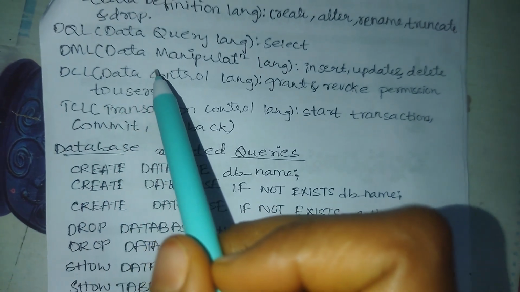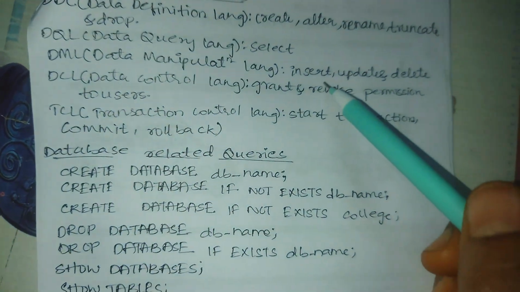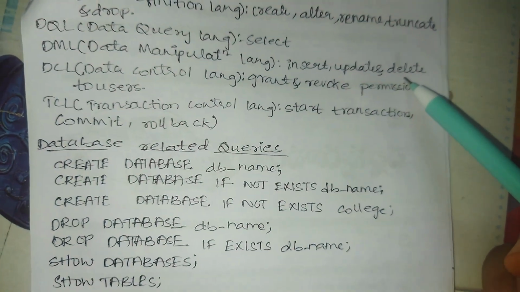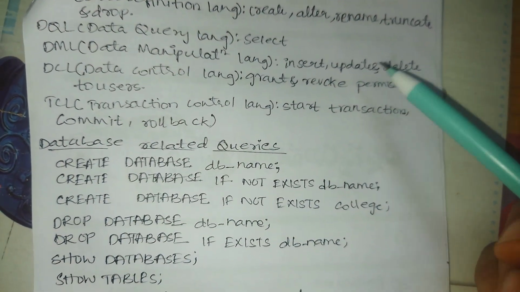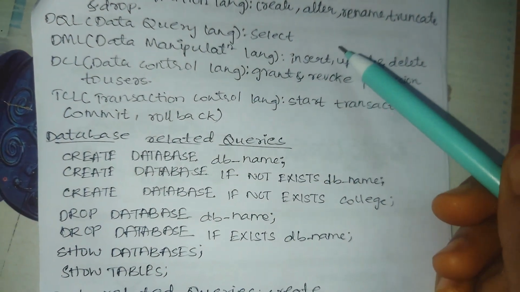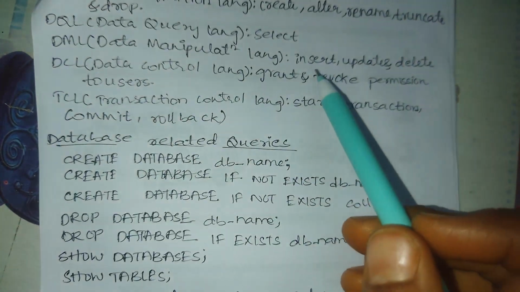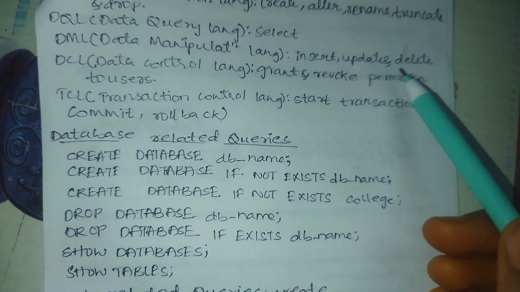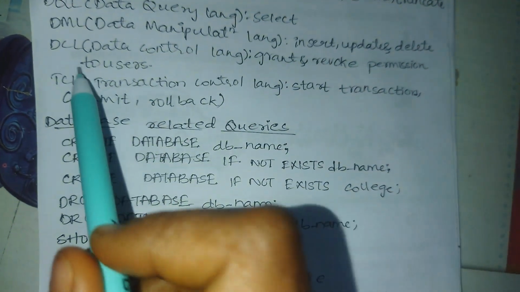Data manipulation language, DML, is used for performing insert, update, and delete operations. Delete is used with drop, update with update, insert with insert. After creating, we use these commands for performing the specific tasks.